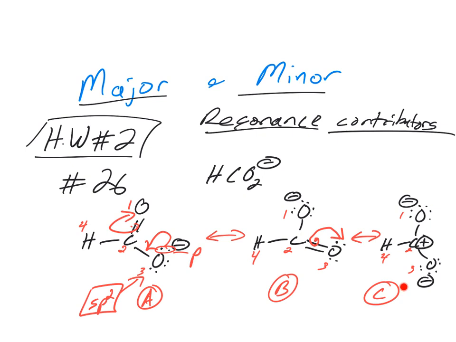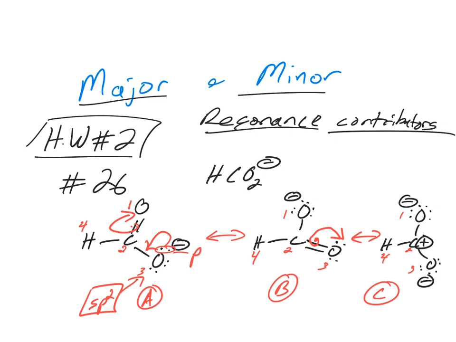What's another reason why this isn't great? C. Formal charges. What about formal charges? There's too many of them. There's more formal charges than you need, right? So that's not great. So which one of these is the least likely resonance contributor? A, B, or C? C would be the minor one. And what about A and B? Which one of those is better? They're equal. They're equal majors. They're equals. Yeah, they're both majors. Yep.